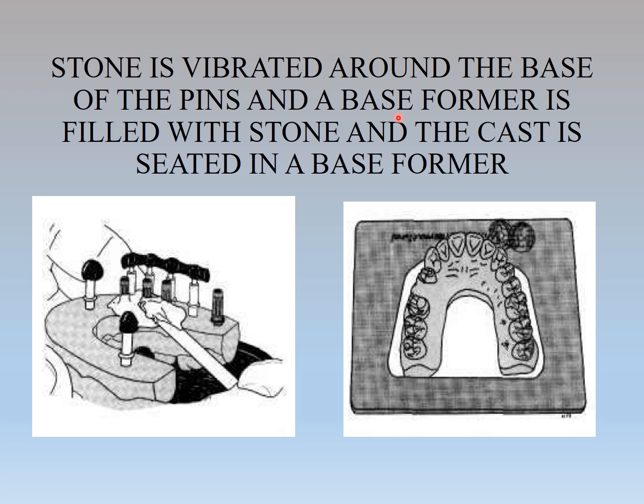The stone is vibrated around the base of the pins, and the base former is filled with stone, and the cast is seated in the base former. Once you have a proper base, if you still want it placed in a base former, you can also put it in the base former and just place it. But if the base former is not deep enough, you can just box the impression and pour it evenly.